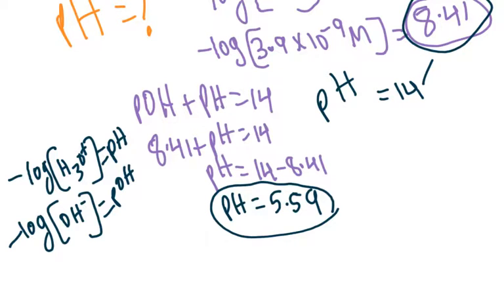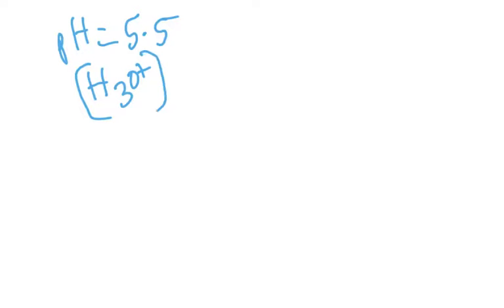But what happens when I give you the pH and tell you to find the H3O+ concentration? Let's say this example: if I give you the pH is equal to, I don't know, 5.5, what is the H3O+ concentration? Well, if you already know the equation, you just have to plug it in and solve it, right?